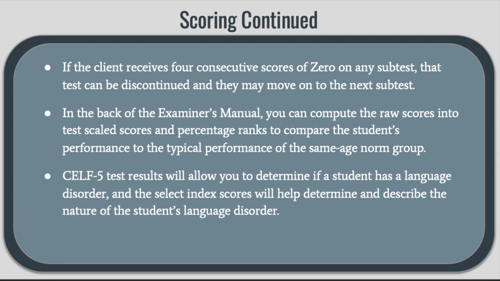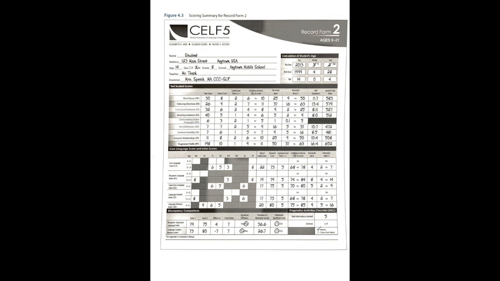The CELF-5 test results will allow you to determine if a student has a language disorder, and the select index scores will help determine and describe the nature of the student's language disorder. The following shows a completed scoring summary record form for ages 9 through 21.